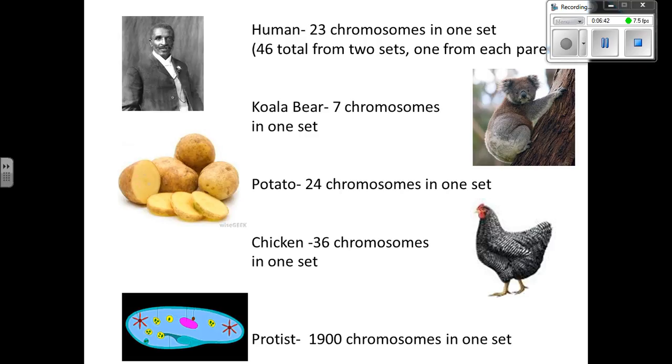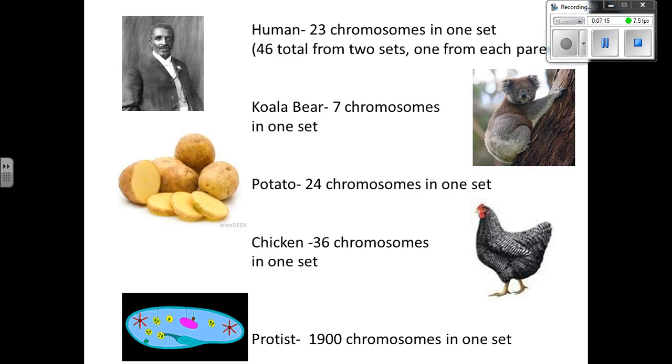And here are just some random sets. Humans, 23 chromosomes in one set. So that's 46 total from 2 sets, 1 from each parent. Koala bears have 7 chromosomes in one set. Potatoes, 24. Chickens, 36. Protists have 1,900 chromosomes in one set. That's a lot of DNA there. And you can look this up. I mean, it varies. Frogs, I think, have 6, maybe 12. I can't exactly remember. But you can definitely look this up on the internet.